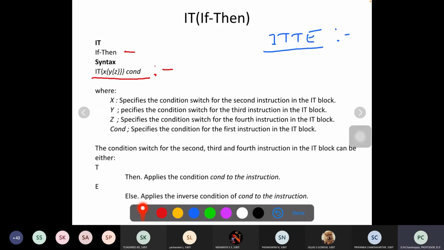The same thing if you are using three conditions. If it is three conditions, I can take ITE maybe, then TT. You can use it like this. So IT will be if-then, E for else, T for then and then. Sometimes I can use ITE. I can use it like this also. This is also possible: if then else.